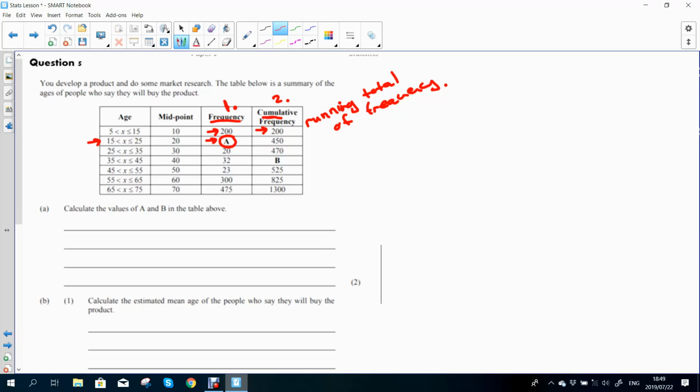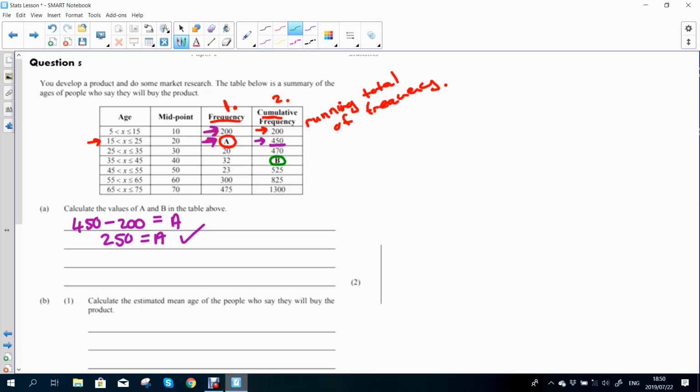So the first two added will give you 450. So how can I work out A? Well, if 450 is the total, I just need to say 450 minus 200 will give me the answer for A. Because if I add these two together, 200 plus A, that should give me 450. Okay, so that's not too bad. A's answer is 250. That's 1 mark.